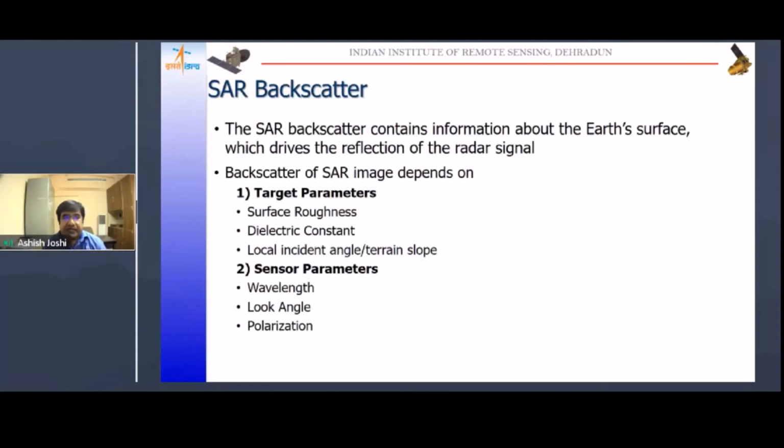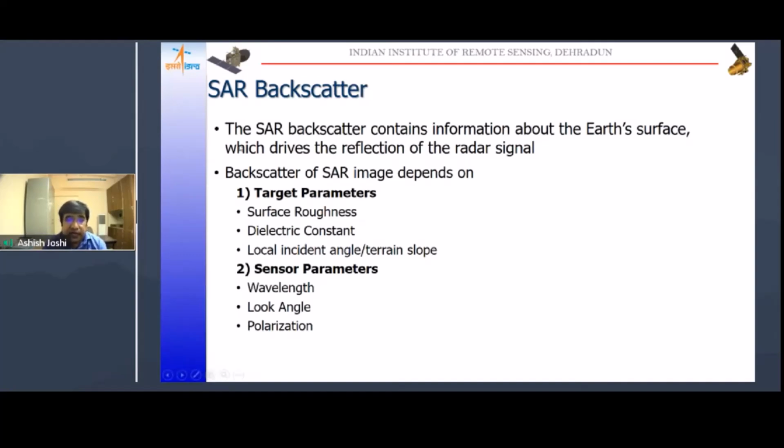So basically the SAR backscatter depends on two parameters. One is the target parameters and the second is the sensor parameters. The target parameters are the surface roughness, dielectric constant, and local incidence angle. Sensor parameters are the wavelength, look angle, and polarization. So now we can see how the backscatter of the SAR image depends on these.